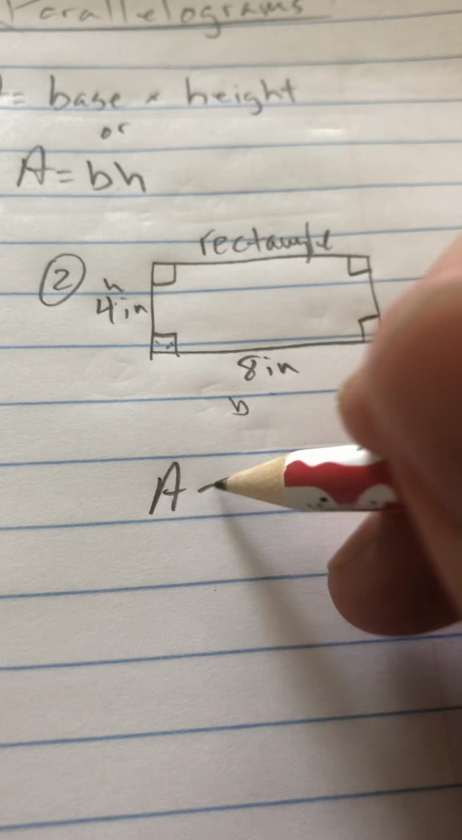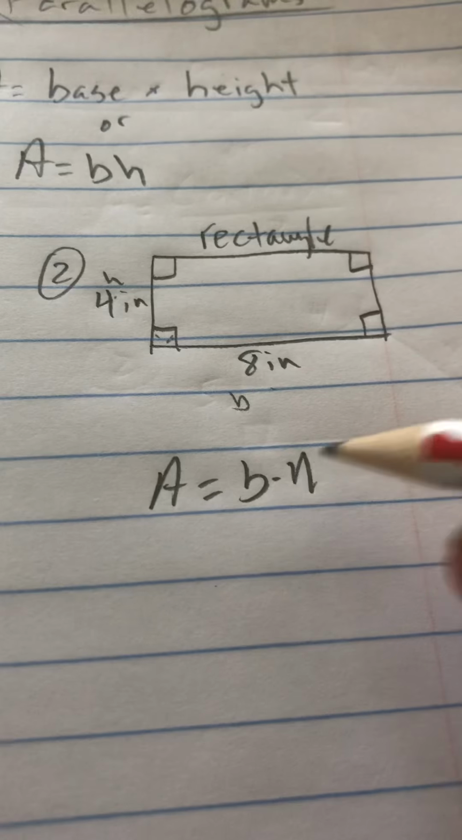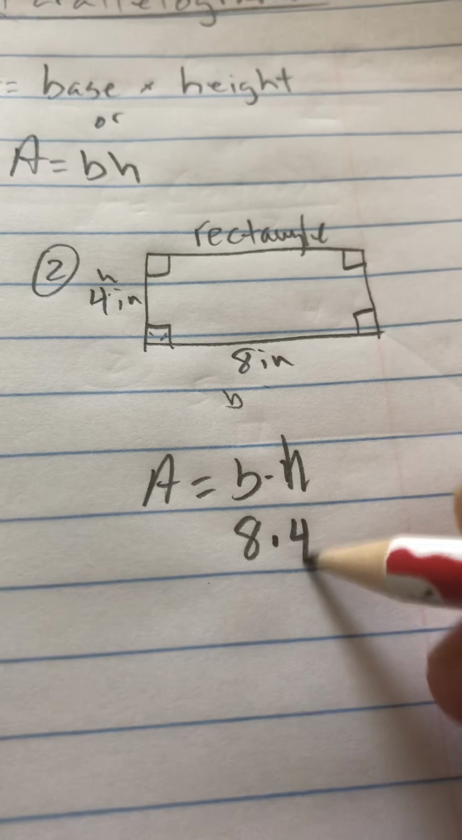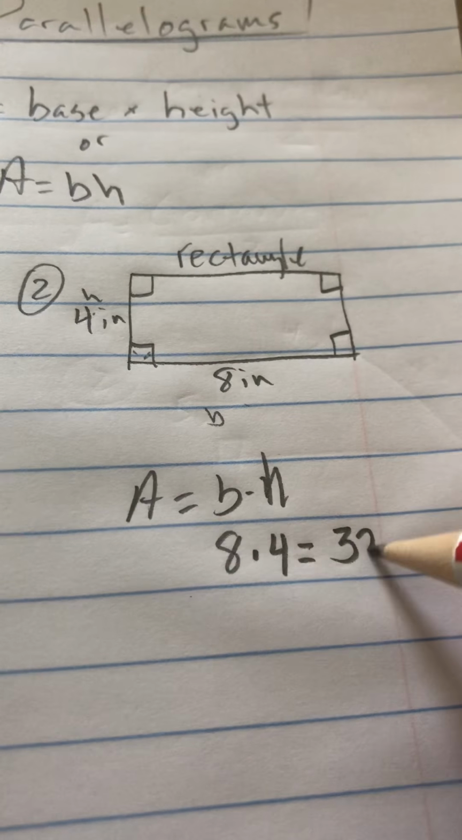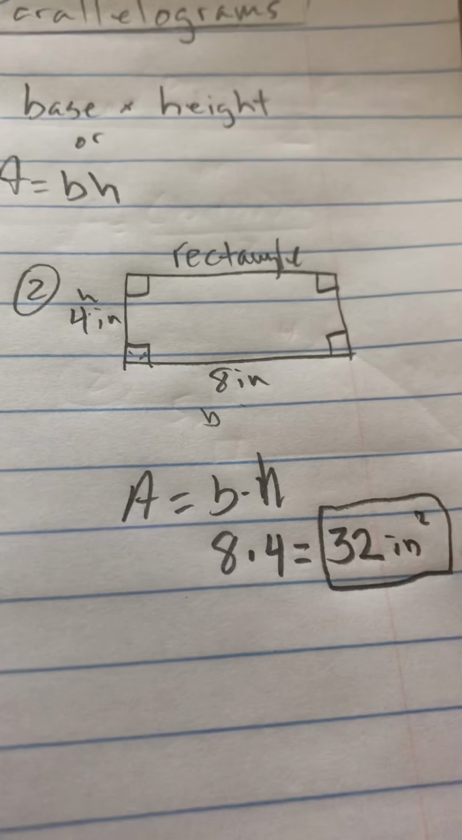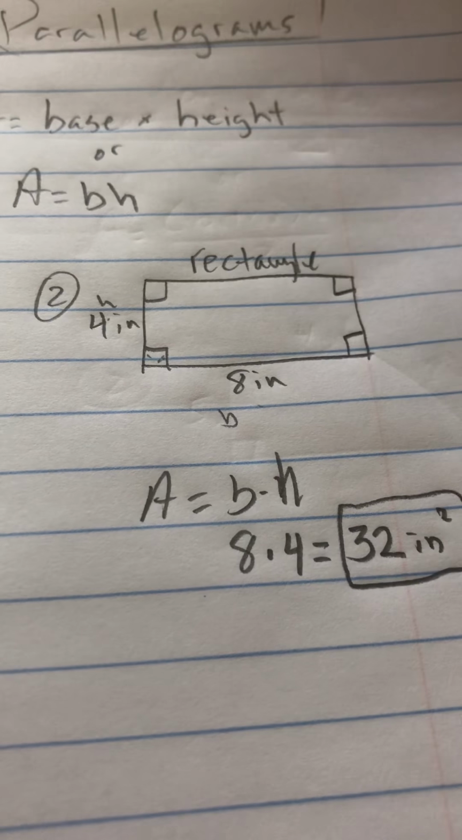Alright, so area equals base times height. 8 is the base, 4 is the height. That makes 32 inches squared. Don't forget your square. There you go. That's all you got to do on parallelograms.